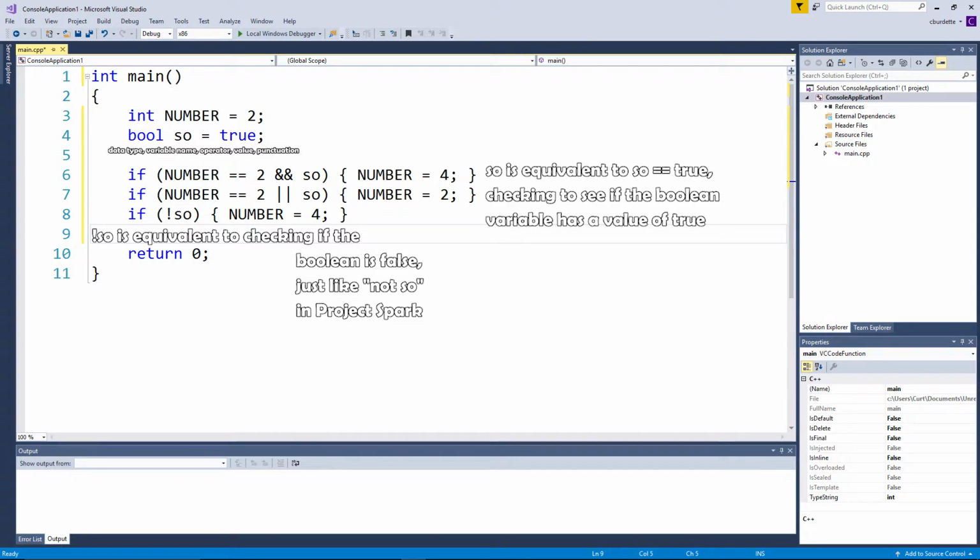Applying what we just learned about punctuation, hop back to about 3 minutes 15 seconds and look at how similar these C++ logical operations look compared to the same ideas in Project Spark.